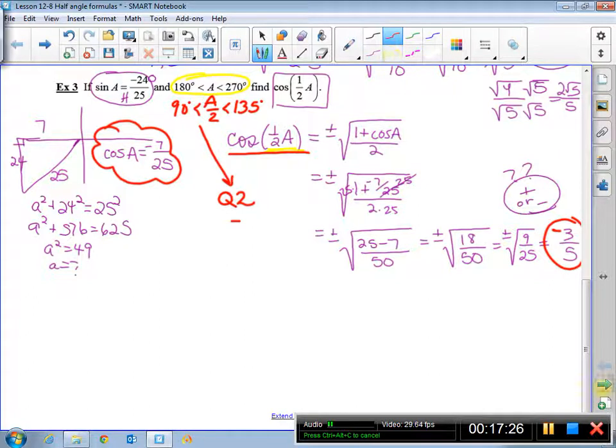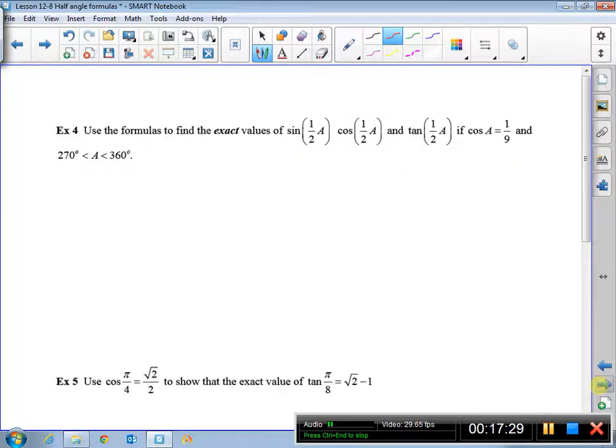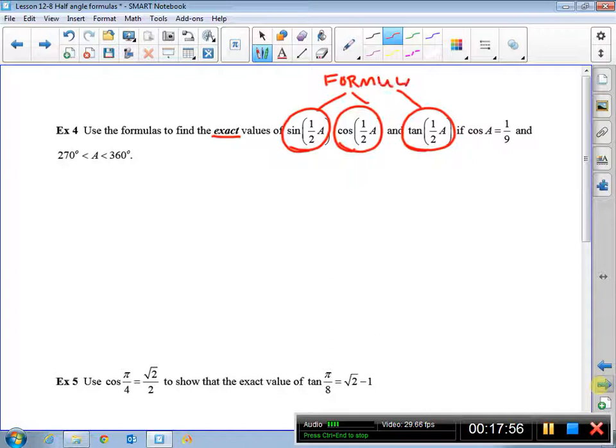Okay. Let's try 1 or 2 more of these, and we'll save 1 for class. So in example 4, it says, find the exact values. We know we're dealing with radicals for sine of half A, cosine of half A, tangent of half A. So those all have formulas. If the cosine of A is 1/9, that's handy because in each of the formulas it needs the cosine of A. So I'll simply plug in 1/9.